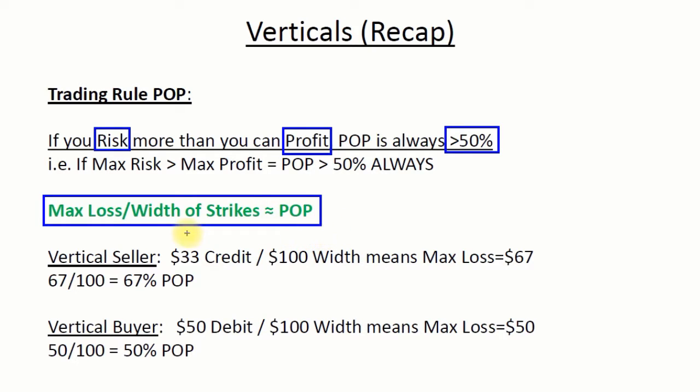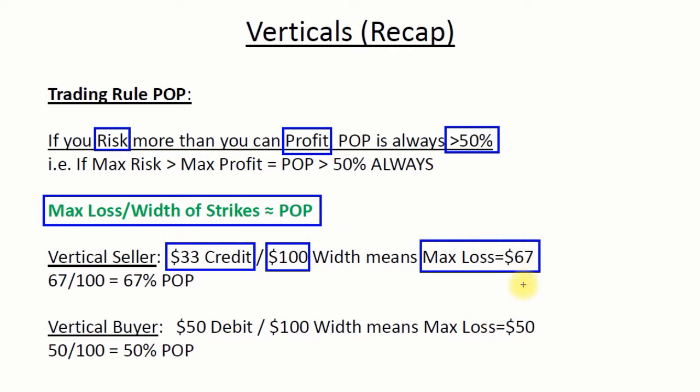So what does that mean? Well, let's talk about selling a vertical first. Let's say we sold it for 33 cents per dollar width. So we're selling it for 33 cents, we're getting a 33-cent credit, and the width of our strikes is $1, which is $100. So what's the most we can lose in that case? Well, we know the potential max profit plus the potential max loss always has to equal 100, in this case the width of the strikes, so the max loss we could have on this trade is $67.